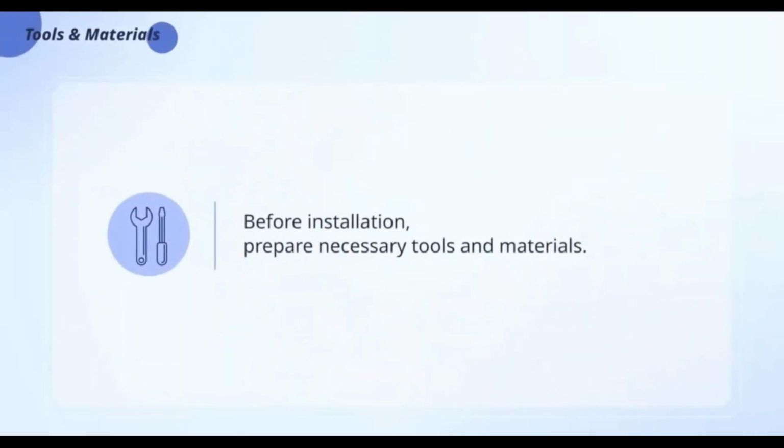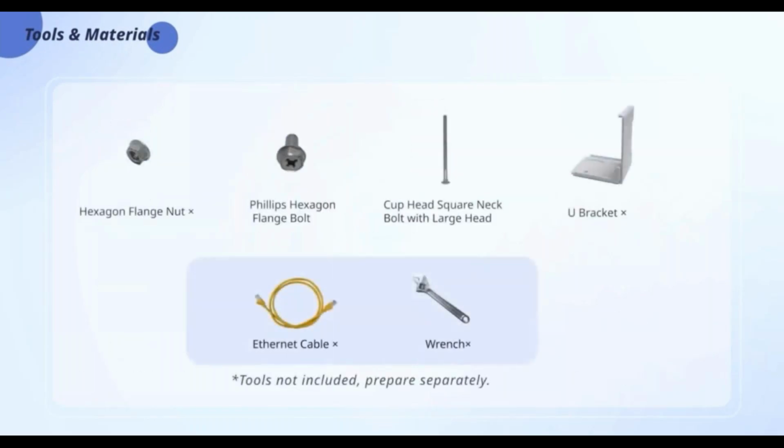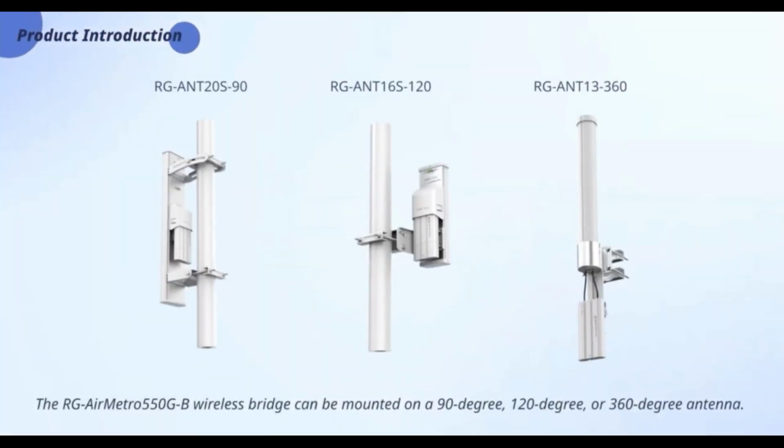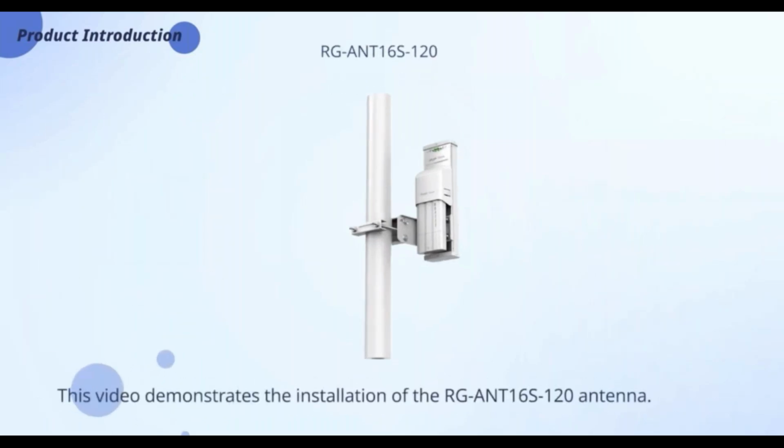Before installation, prepare necessary tools and materials. The AirMetro 550GB wireless bridge can be mounted on a 90-degree, 120-degree, or 360-degree antenna. This video demonstrates the installation of the S120 antenna.